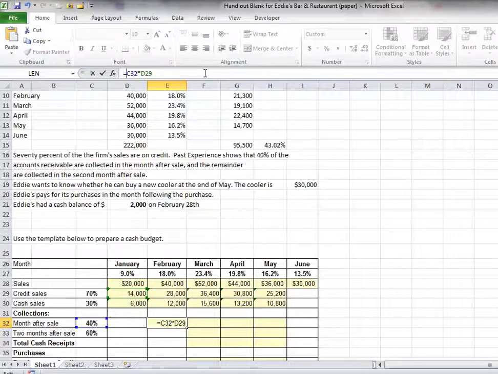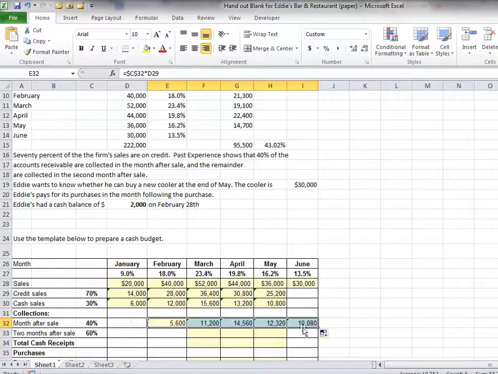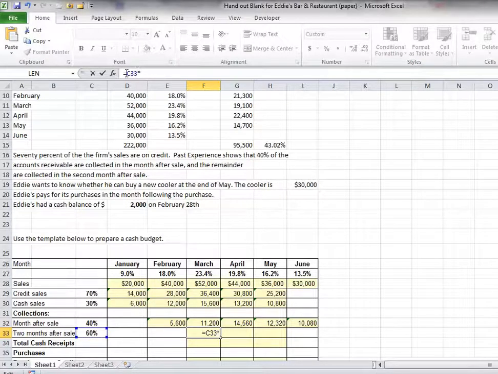Again, going to use the hard referencing, and I'm going to drag that all the way into June. 2 months after the sale, I'm going to get 60%. Hard reference that as well. Okay.